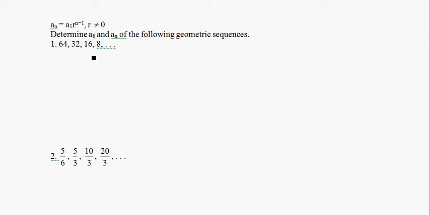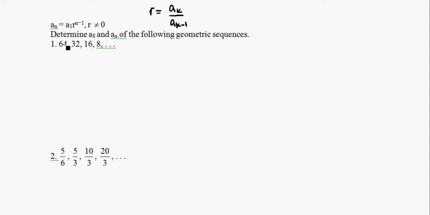Okay, so here's some geometric sequence situations where the nth term is equal to the first term times the common ratio raised to the n minus 1, where the common ratio can be found by dividing two consecutive terms, much like in the arithmetic sequence where you subtract two consecutive terms. In geometric, you divide two consecutive terms.